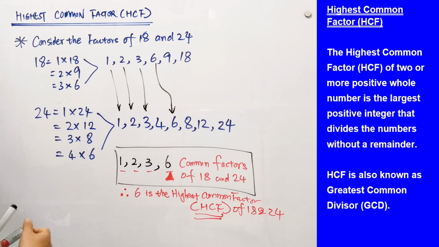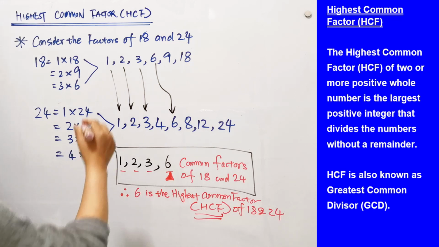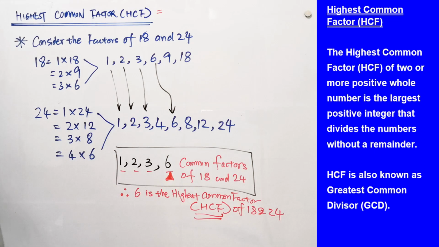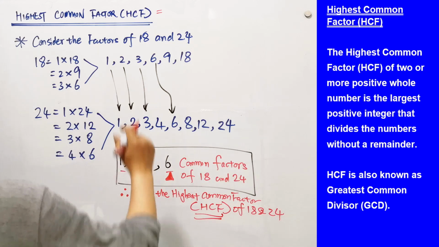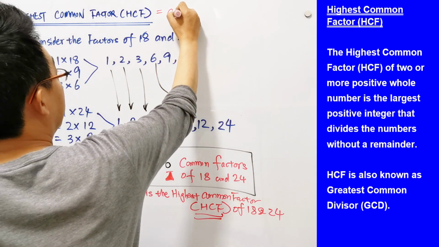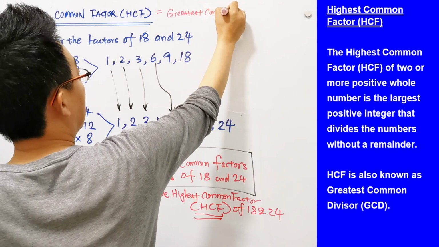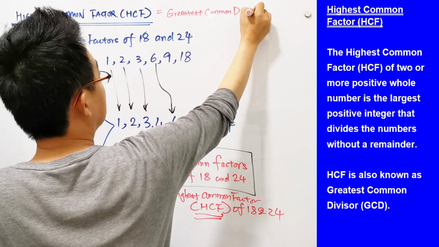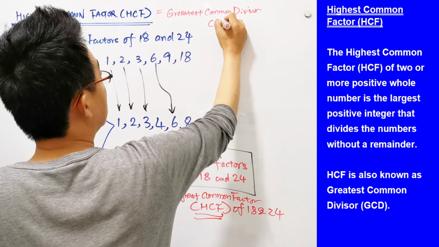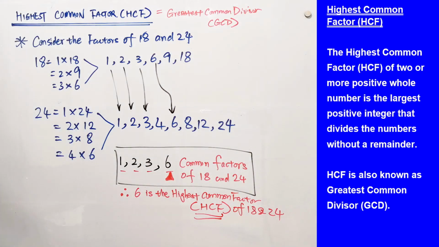Sometimes we also call the highest common factor by another name. It's also known as the greatest common divisor, or GCD. Sometimes we also use this name. Just remember this.